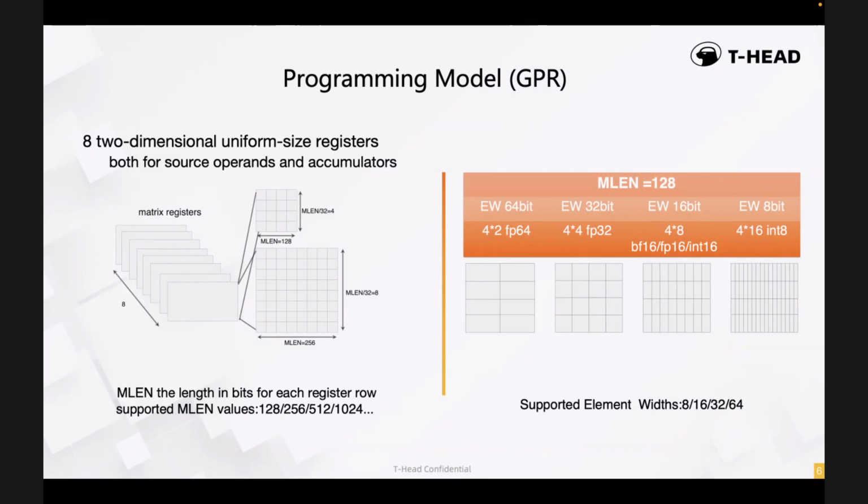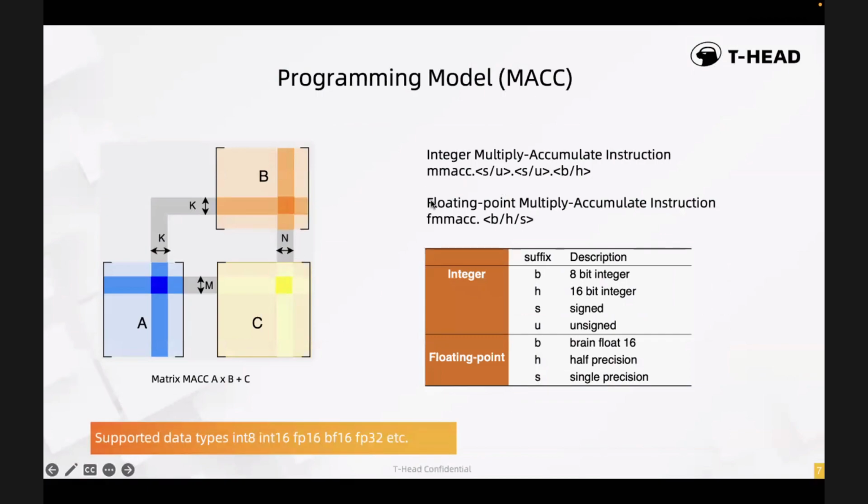Our proposal focuses on AI scenarios. The matrix multiply and accumulate instruction is the core instruction of this extension. The extension has 2 instructions to support multiply-accumulate operations, one for integer and one for floating point. The way it works is shown on the left. Matrix A multiplies matrix B and accumulates matrix C, and finally the accumulated result is saved back to matrix C.